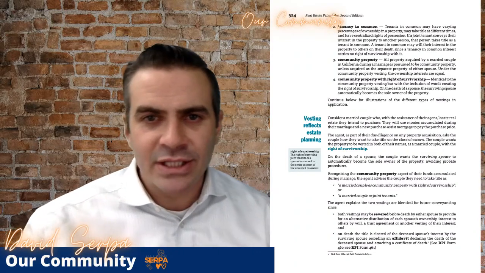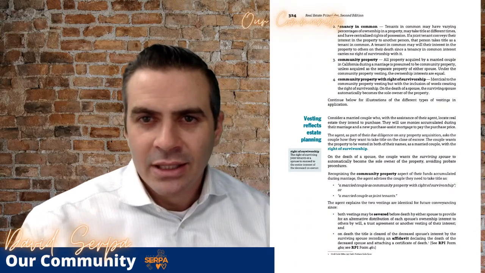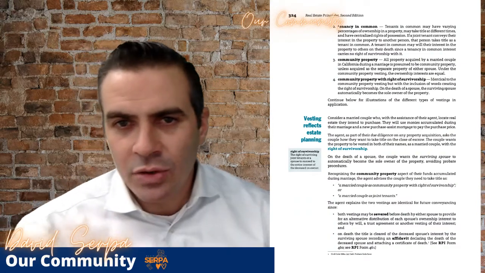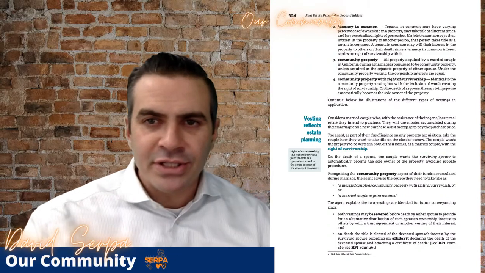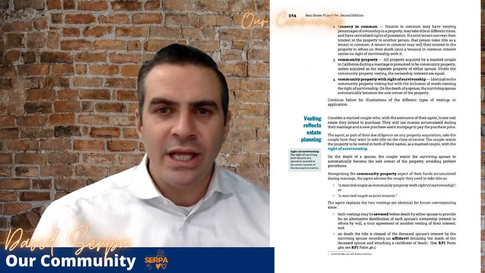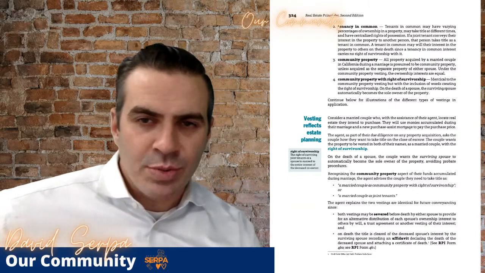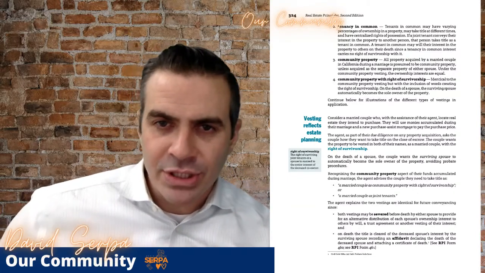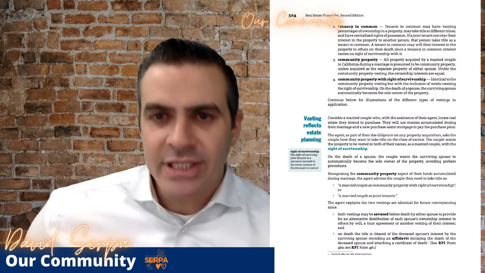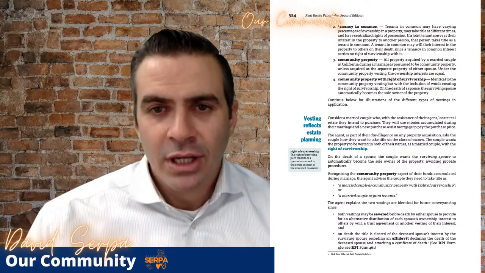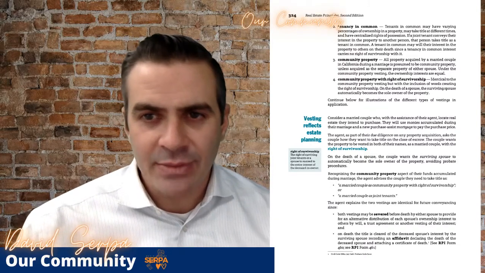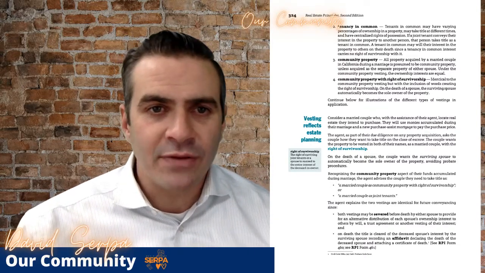Vesting reflects estate planning. Consider a married couple who, with the assistance of their agent, locate real estate they intend to purchase. They will use monies accumulated during their marriage and their new purchase-assist mortgage to pay the purchase price. The agent, as part of their due diligence on any property acquisition, asks the couple how they want to take title on close of escrow. The couple wants the property to be vested in both of their names as a married couple with the right of survivorship.